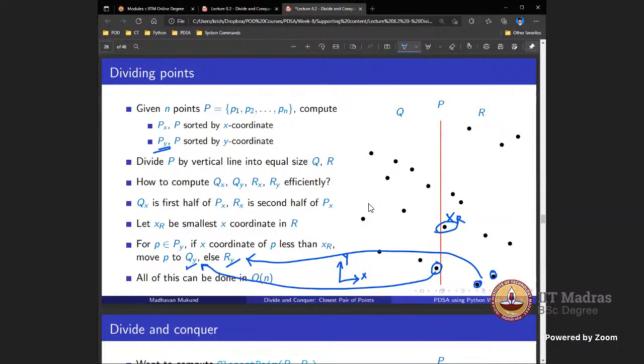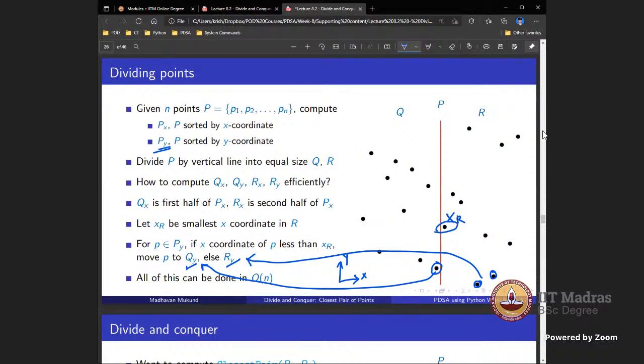Okay, so first we are sorting according to X and according to Y. Then we split based on X coordinate, and it becomes partitioned into Q and R. What is the next step? We are selecting based on Y coordinate, right? The points whose X coordinate is less than the middle line will be in Q. You got it right. It is the total splitting process. If the X coordinate of P is less than XR, so what is XR? XR is the point which has the smallest X coordinate in R. R is this region.